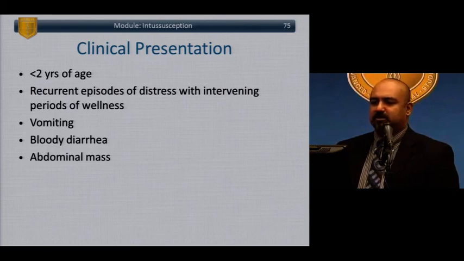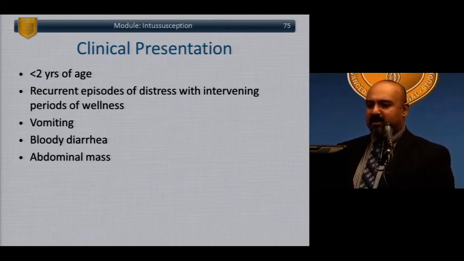Recurrence of distress with intervening periods of wellness. So these are the kids that are playing around, and then suddenly they draw their legs up, they scream, they're inconsolable, and then after a while they are back to normal again. This is because what they're feeling is peristalsis against an obstruction. So every time a peristaltic wave comes in, they have severe pain. Once it passes, they feel okay again.